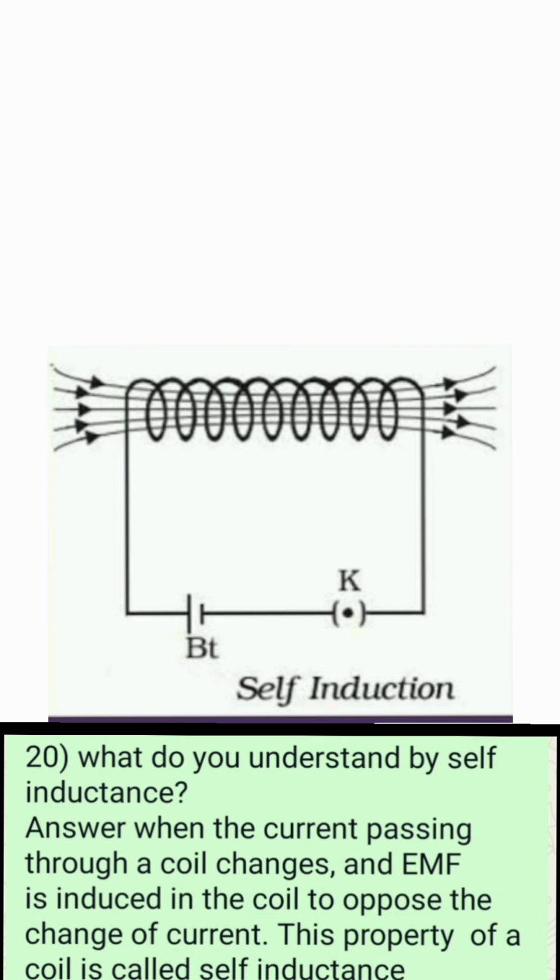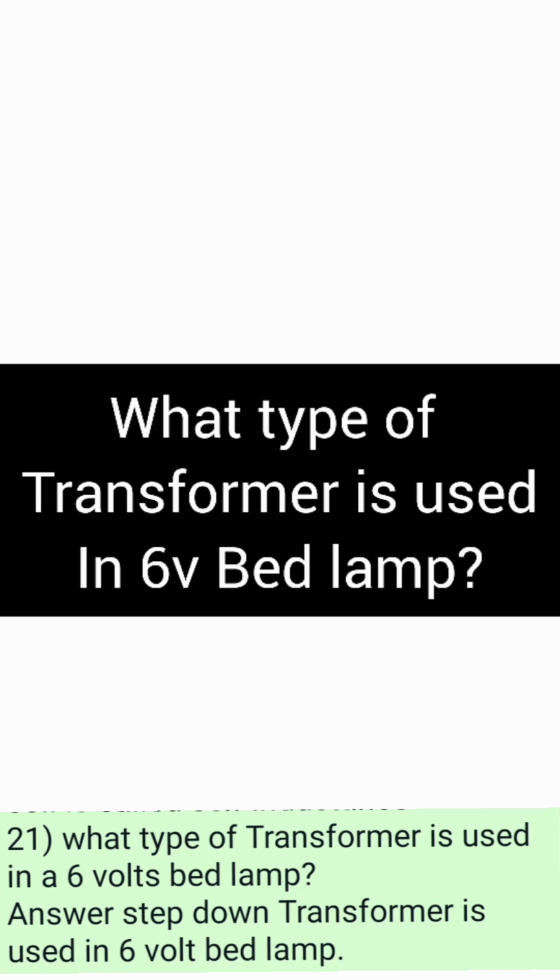20. What do you understand by self-inductance? Answer: when the current passing through a coil changes, an EMF is induced in the coil to oppose the change of current. This property of a coil is called self-inductance. 21. What type of transformer is used in a 6 volt bed lamp? Answer: a step-down transformer is used in a 6 volt bed lamp.